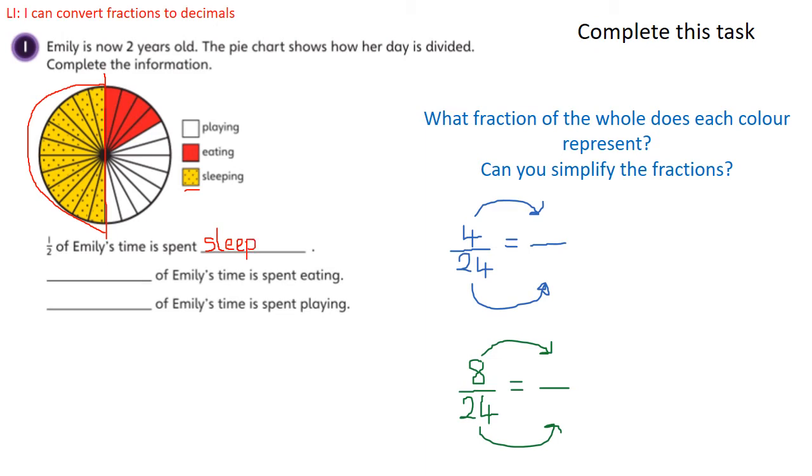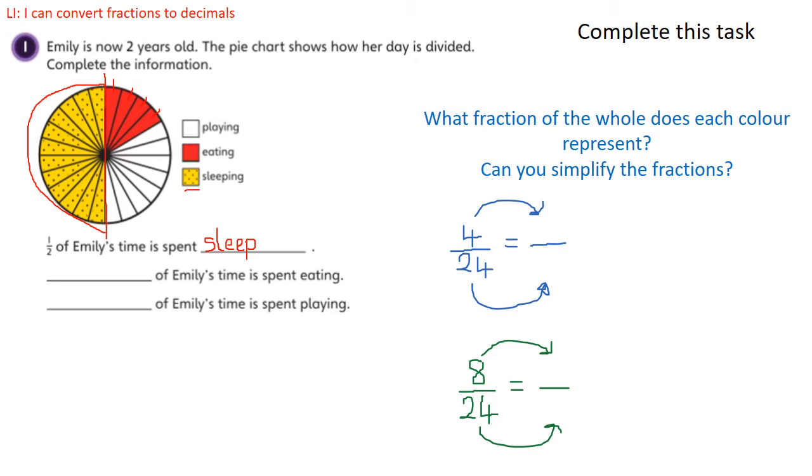So next, what fraction of Emily's time is spent eating? Well, we know that the denominator of our fraction is 24 because there are 24 hours in the day. Each of the segments represents 1 hour. So let's count how many red sections we've got. We've got 1, 2, 3, 4. So we have 4 24ths of the day spent eating.